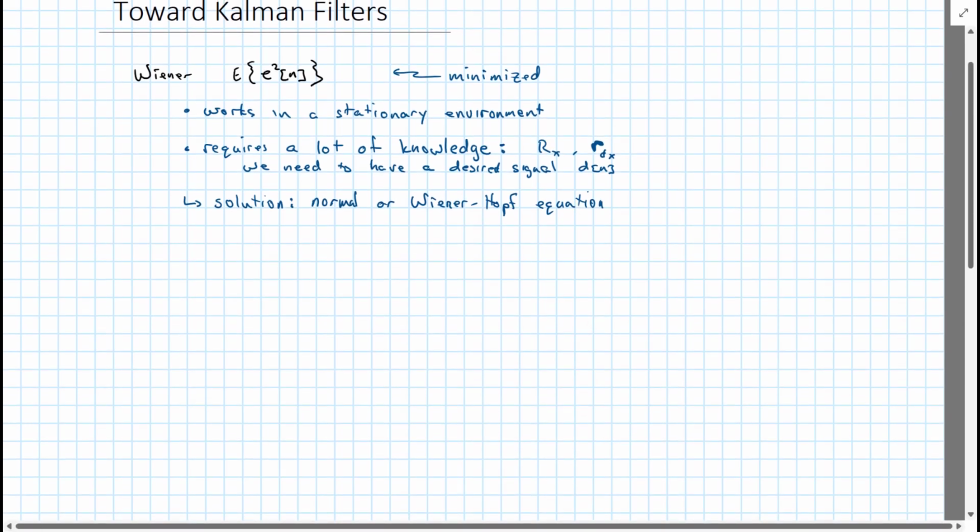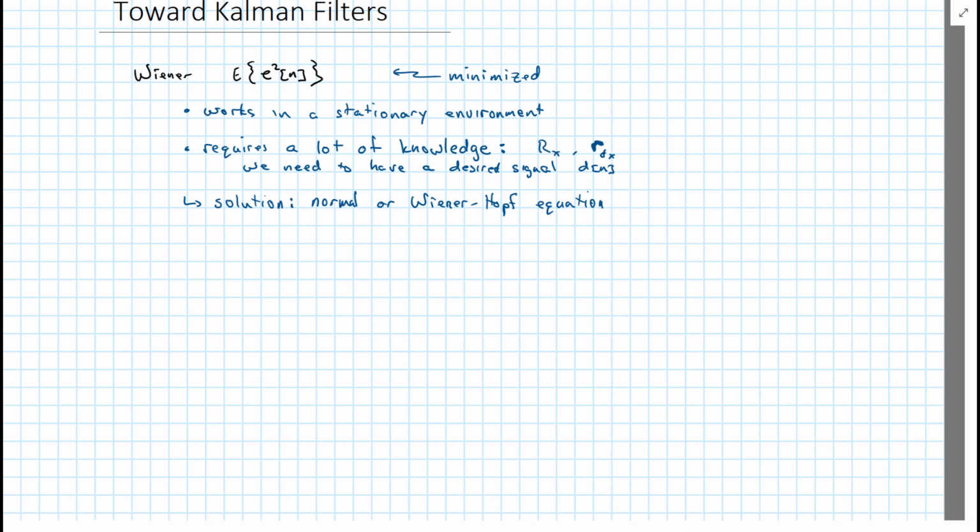We actually, I guess we should go back. We had two different ways of finding the solution. The solution could be found by direct inversion of Rx or by gradient descent.